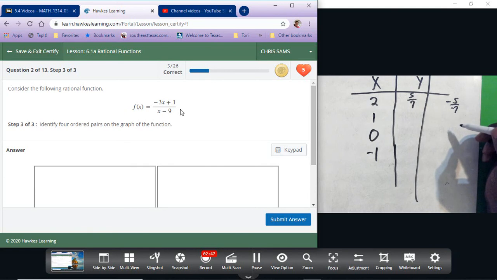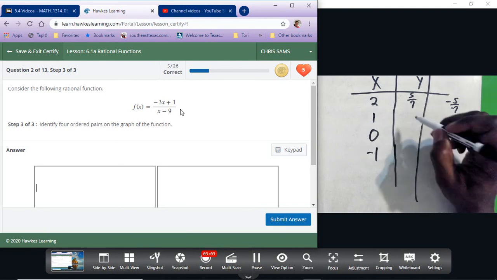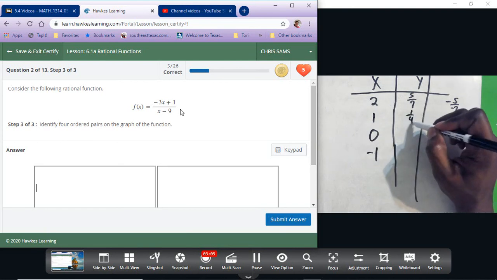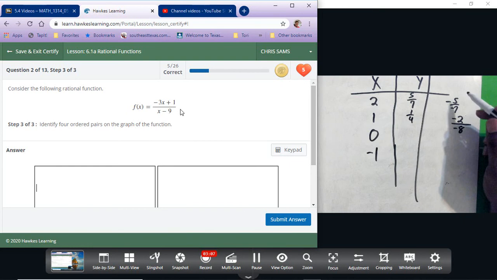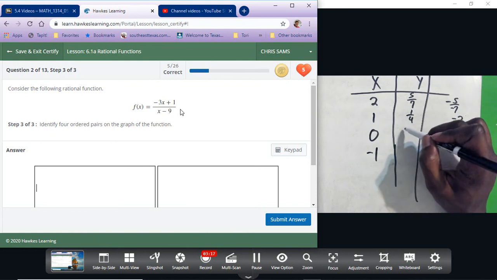If we plug in a 1, that will give me negative 3 plus 1, which will give me a negative 2 on the top. On the bottom, if I plug in 1, I will get a negative 8. And I can reduce negative 2 over negative 8 to be a positive 1/4. Alright, if I plug in a 0 on top and bottom, that will give me a 1 on the top, a negative 9 on the bottom, and so we will just have a negative 1 over 9.